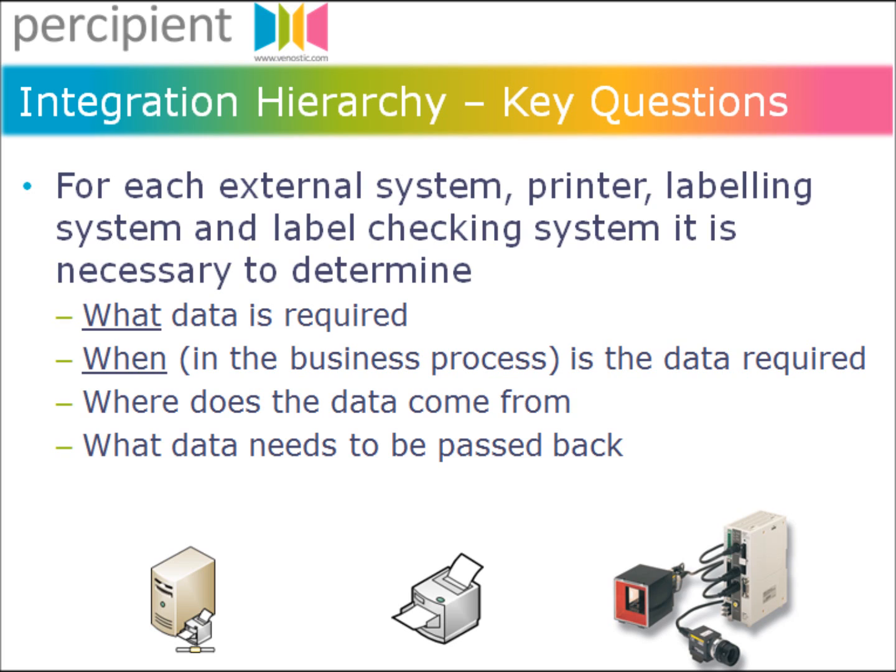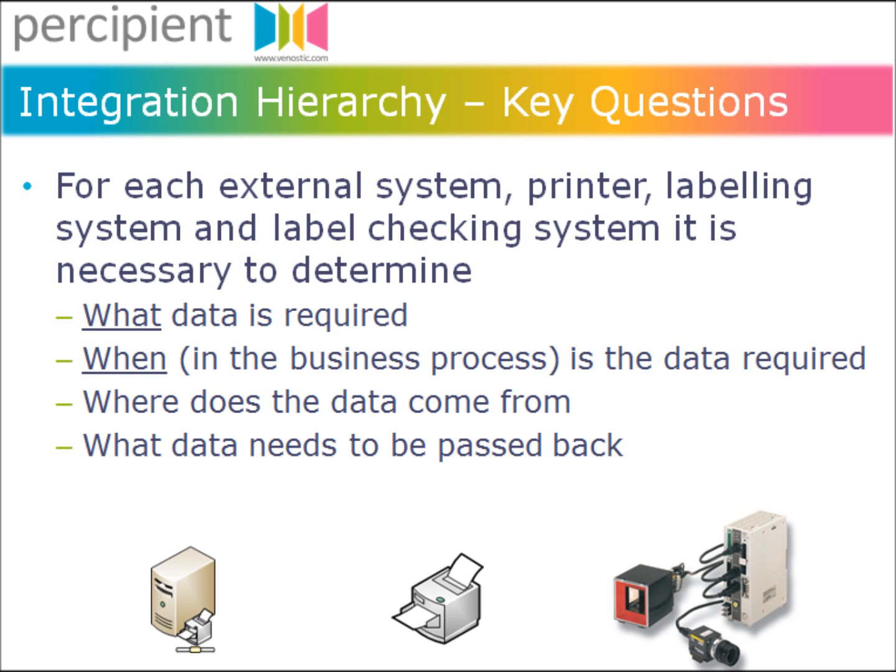And wherever you've got an external system, a printer, a label checking system and so on, as part of this business process mapping, you need to identify what data is required, and that's going to depend on which market the product's going to, because the data requirements are different. You need to know at which stage in the business process the data is required, because the last thing you want is for a packaging line to be standing idle because you haven't received the serial numbers to package against. That's something you need to think about when you think about where you generate the serial numbers.